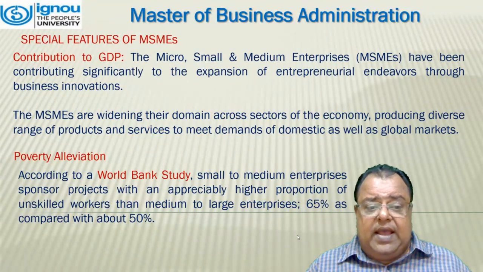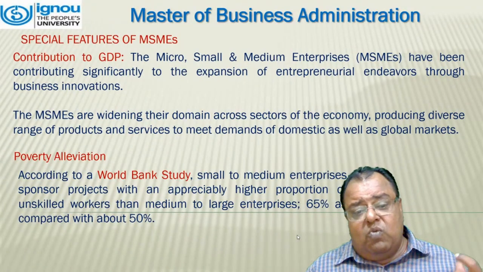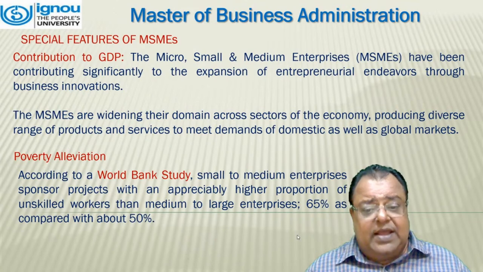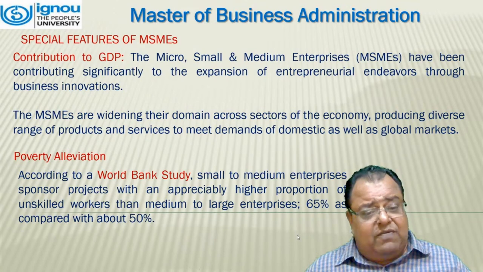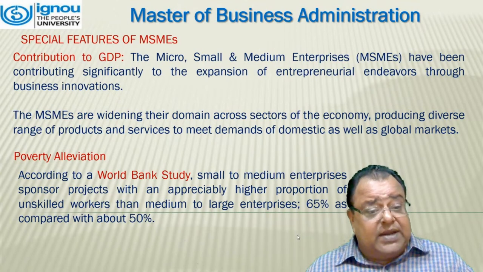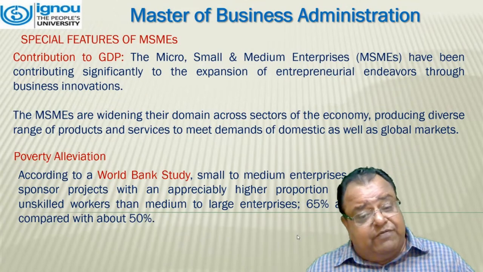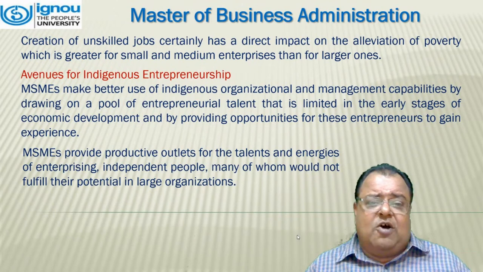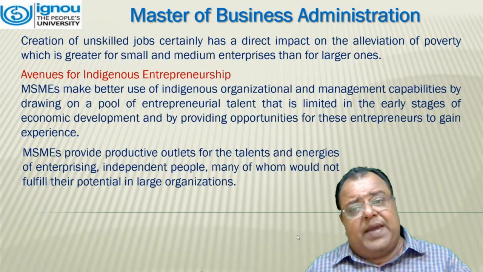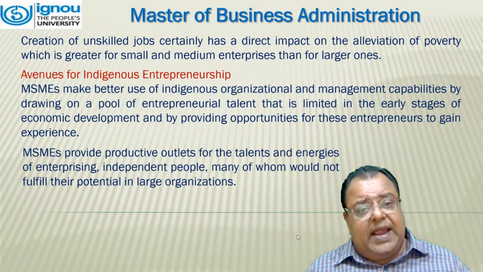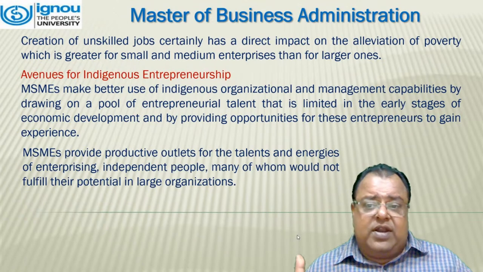Poverty alleviation. According to a World Bank study, small to medium enterprises sponsor projects with an appreciably higher proportion of unskilled workers than medium to large enterprises, 65% as compared with about 50%. Creation of unskilled jobs certainly had a direct impact on the alleviation of poverty, which is greater for small and medium enterprises than for large ones.